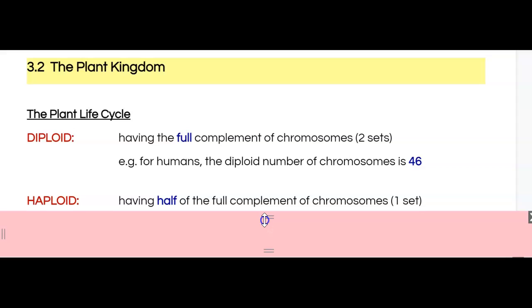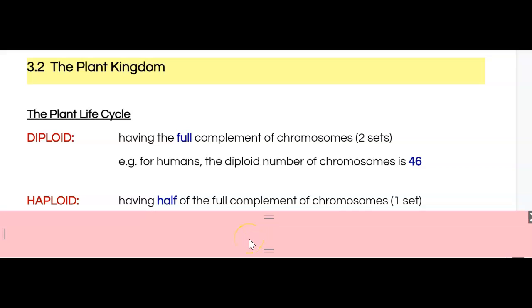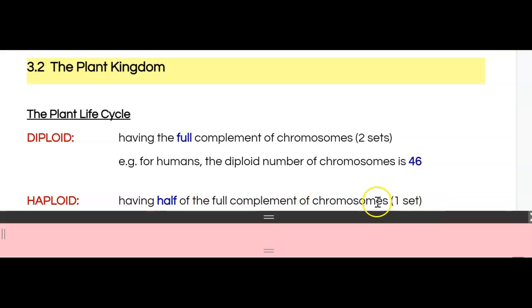Conversely, we should also discuss the term haploid. If we're talking about an organism's haploid number of chromosomes, we're talking about a single set of chromosomes. It's kind of misleading because it's not really half versus double, it's half versus full. So having half the number of chromosomes means having a single set.